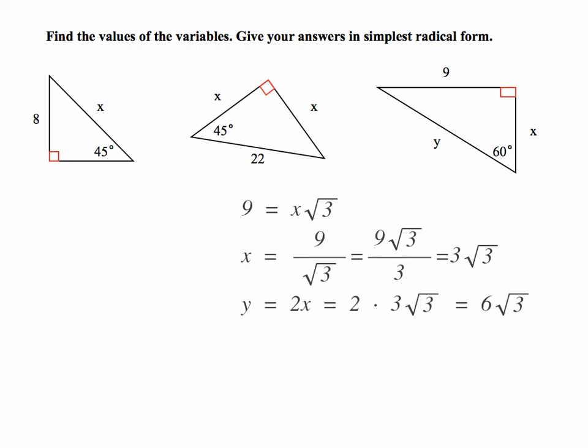Now the hypotenuse is y, and the relationship says that the hypotenuse is always twice the shortest leg. So y is equal to 2x. Substituting for x, we get that's equal to 2 times 3 square roots of 3, and so finally we get y is equal to 6 square roots of 3.